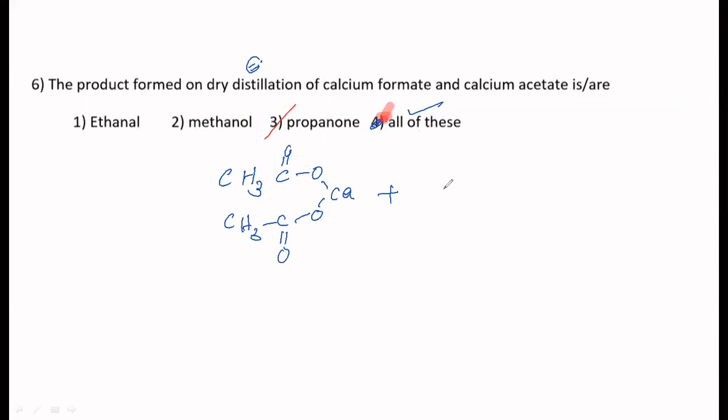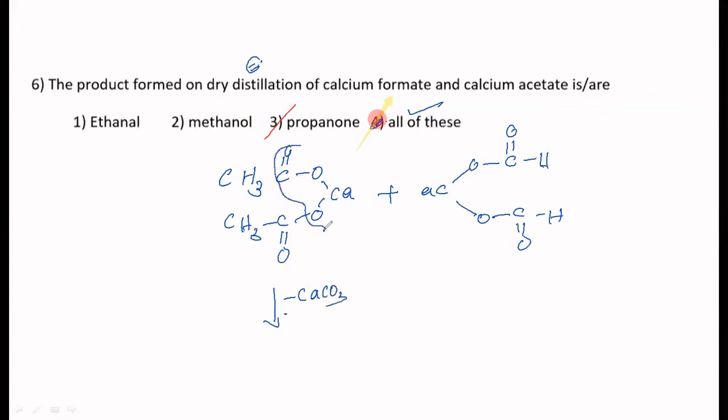Plus calcium formate. Let's write it like this: Ca, O and O, C double bond O, H, C double bond O, H. This is the combination of these two, okay? So you have to remove, this will give its own product. What is that product? Minus calcium carbonate, CaCO3, you have to remove. If you remove this, what is left is CH3, C double bond O, CH3, okay?